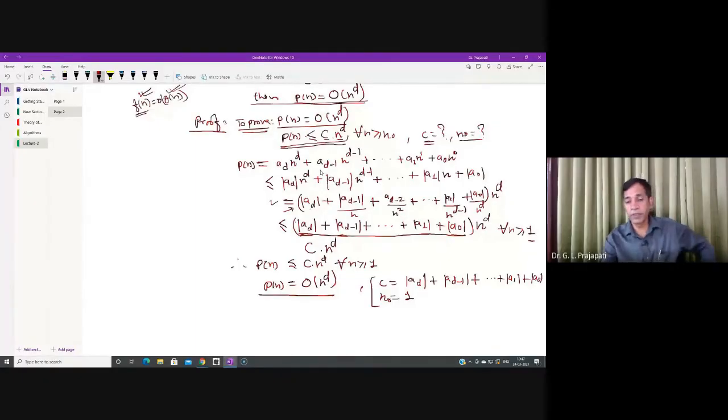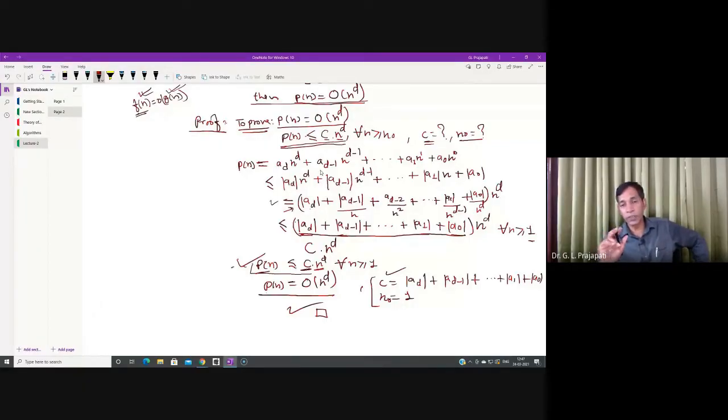So you have determined C and n0, for which you have proved that P of n is less than or equal to C times n raised power d, where C is a positive constant because this is a positive value. And this will hold true for every value of n greater than or equal to 0. And by definition, once you have this kind of situation, if P of n is less than or equal to C into n raised power d, here n raised power d is the g of n and this is the f of n. So P of n is big O of n raised power d. This is the proof. So we have the proof.